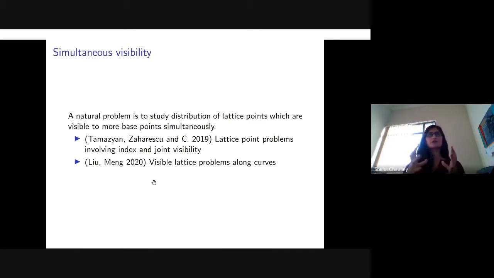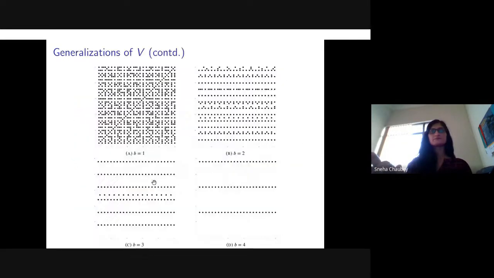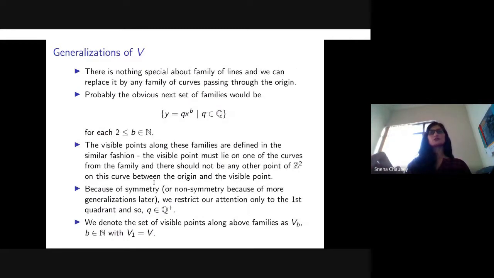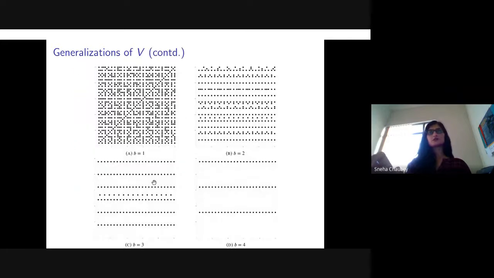So now instead of just talking about visibility from the origin, one can talk about visibility of lattice points from more than one point, right? So I and Albert Tamazian, along with my advisor, looked at this problem for the usual visible lattice points in a paper called Lattice Point Problems Involving Index and Joint Visibility in 2019. And very recently, Meng with his co-author Liu did the same problem for visible lattice points along curves. For this family of curves y equals qx to the power b, they're looking at simultaneous visibility in this paper.